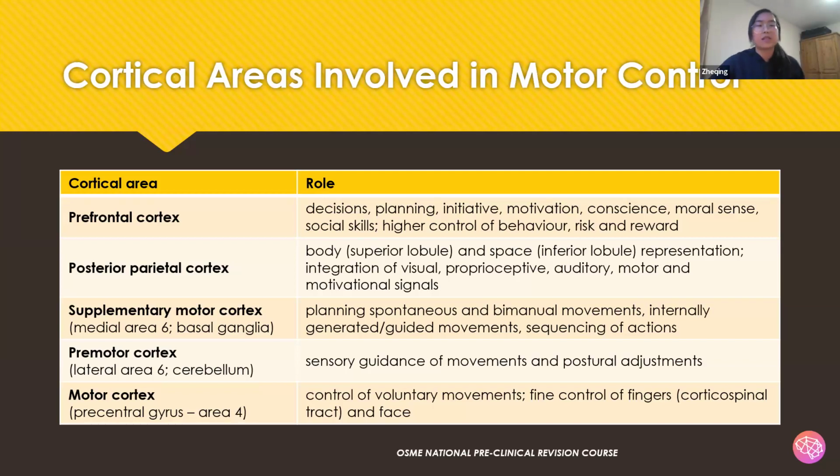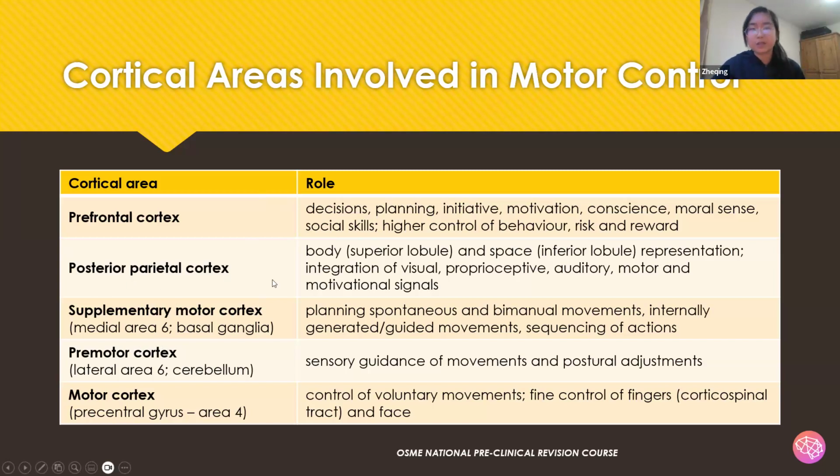So the prefrontal cortex is actually involved in many different functions. It's definitely not just involved in motor control, but when you think of it in terms of voluntary movement and planning of movement, like what am I going to do next, it involves the prefrontal cortex, intentional movement.